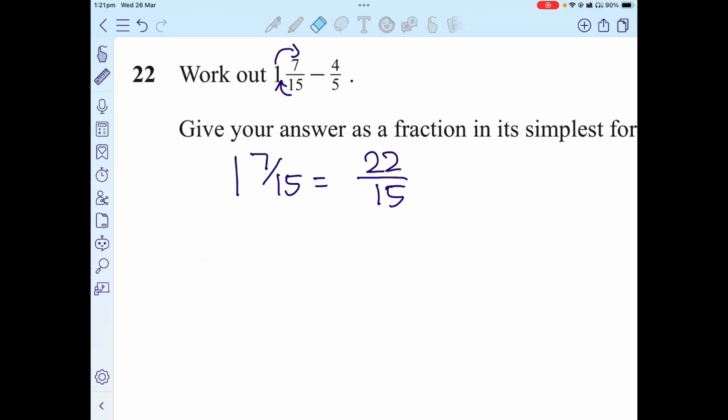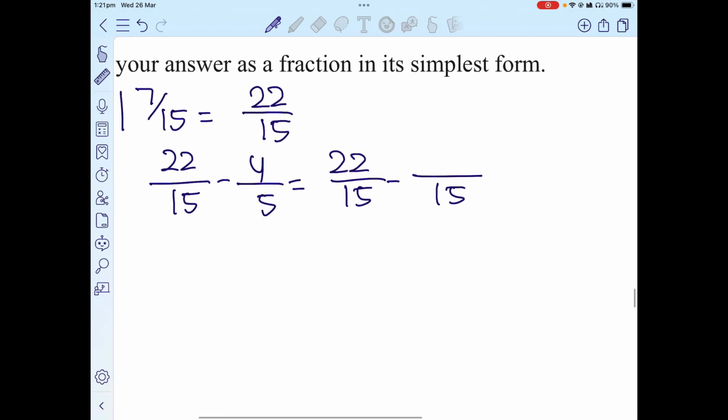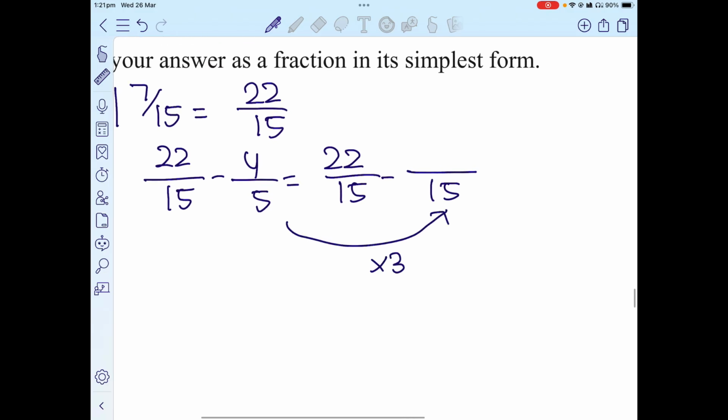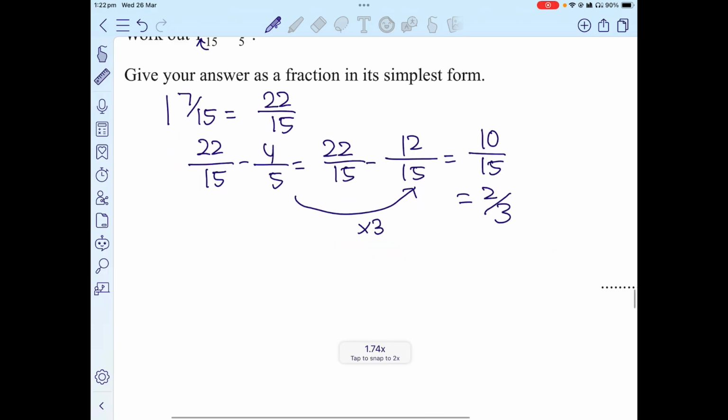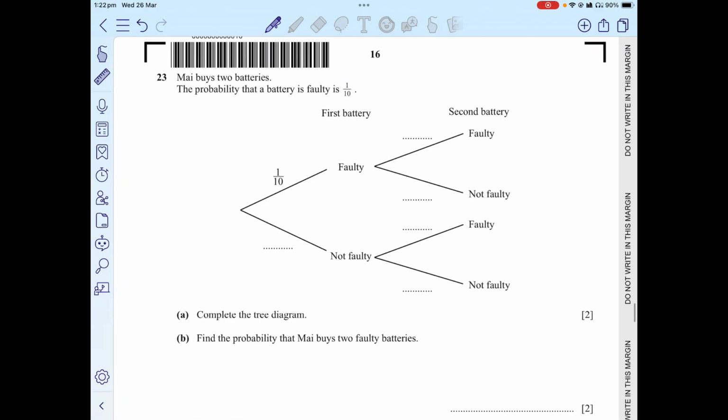So now you have 22 over 15 minus 4 over 5. So obviously I need to have common denominators. Let me try to get 15 for the other denominator as well. The first one, let it be the same. The second one, 5 times 3 would be 15. So 4 times 3 would be 12. 22 minus 12 is 10. 10 over 15, which is simply 2 over 3. Okay, I hope this part is also clear. 2 over 3. Now let's move on to question number 23.